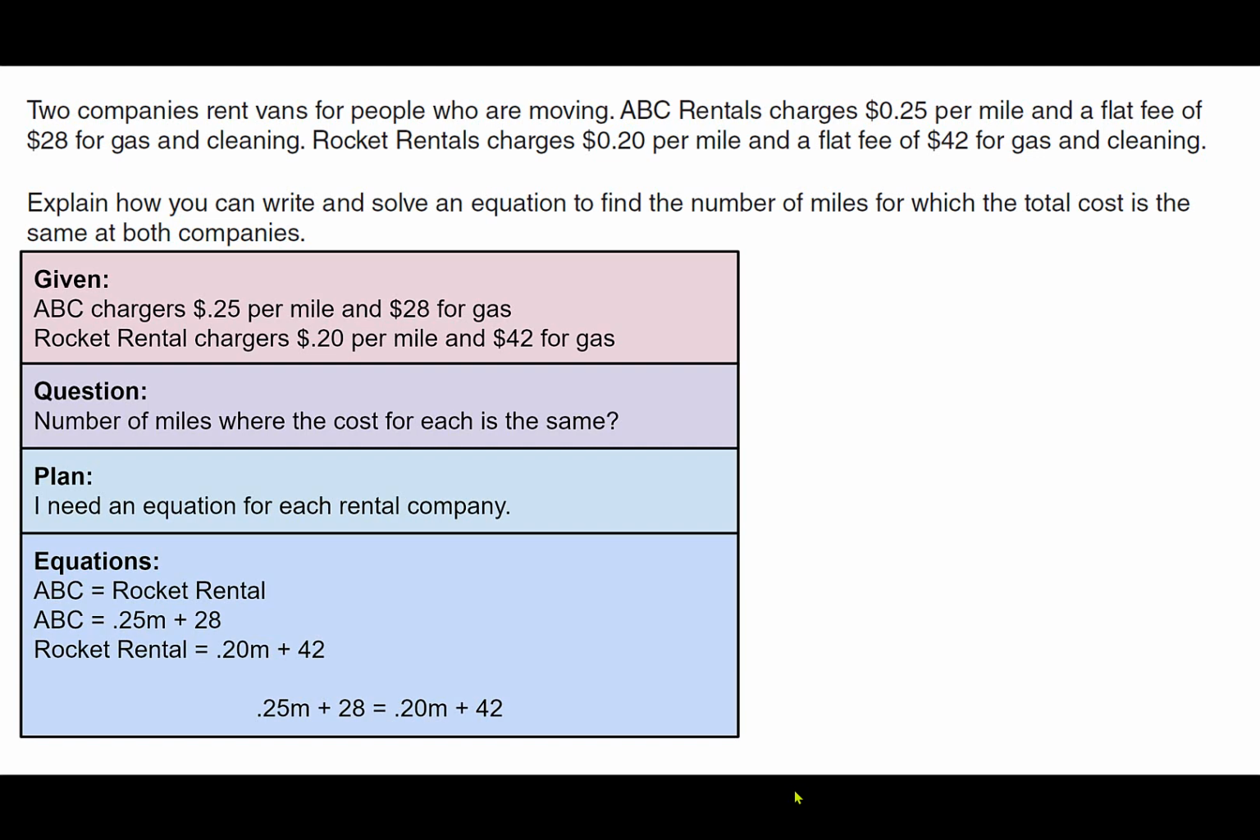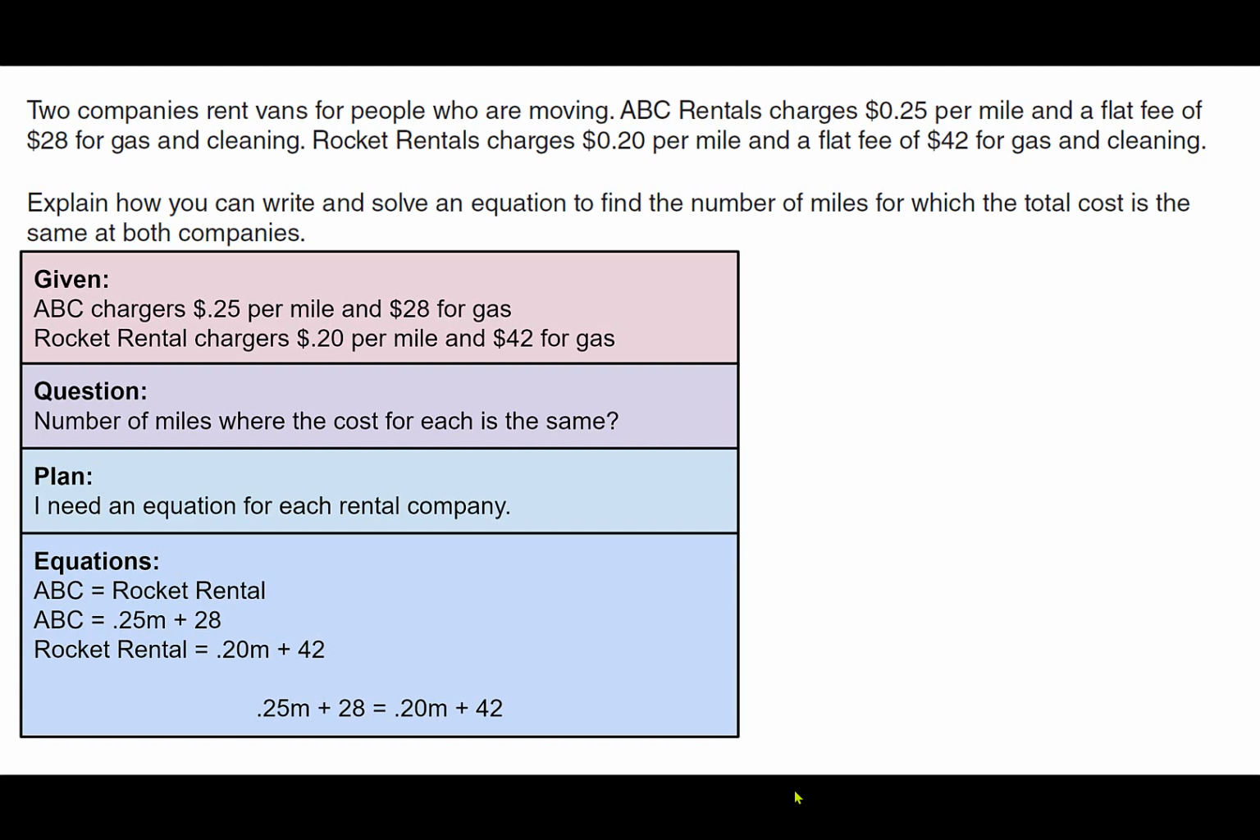So I'm going to pay for my mileage and I'm going to pay for the gas and cleaning. Those are two costs that are going to be added together. So my equation is 0.25 times m, where I'm letting the variable m stand for miles, plus $28.